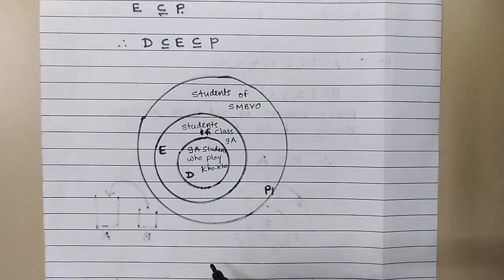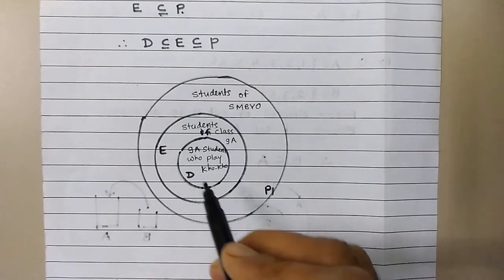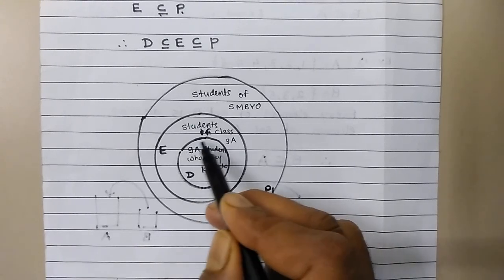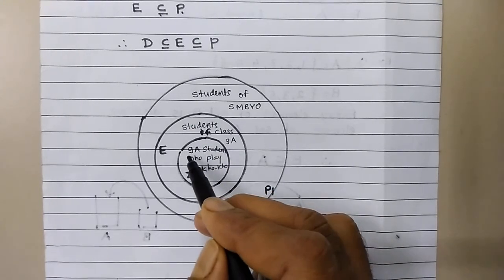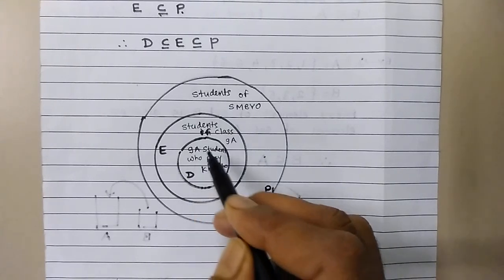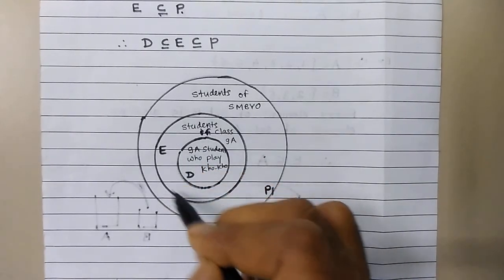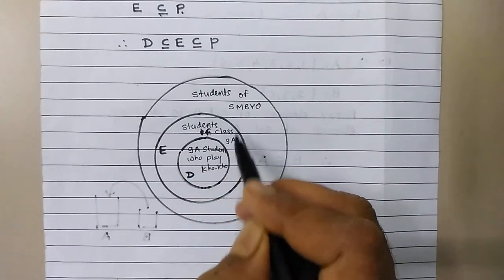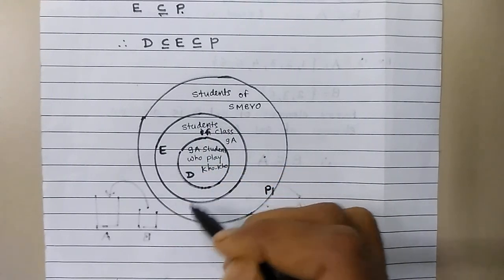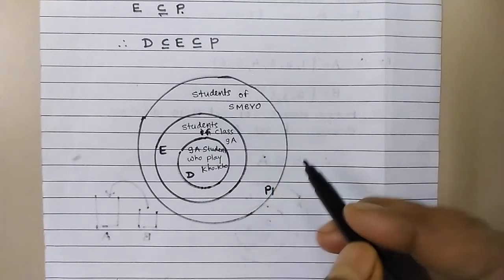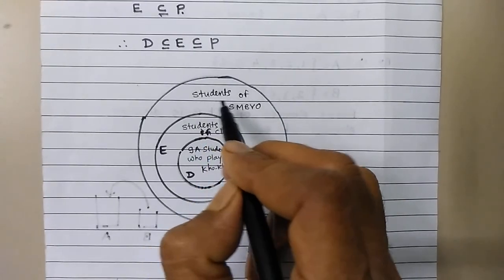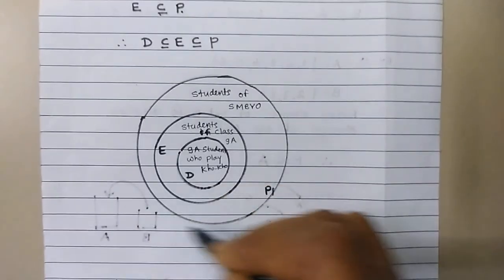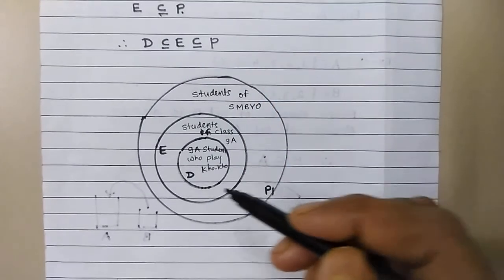D is the smallest set among these three sets. That's why I have placed the set D on the inner side, the 9th A students who play Kho-Kho. This I have placed in the set E, the students of class 9th A, and this set E is placed in the biggest set, that is P, which is the set of students of Sri Mahatma Bashveshwar Vidyalaya. In this way we can represent the subset relation by Venn diagram.